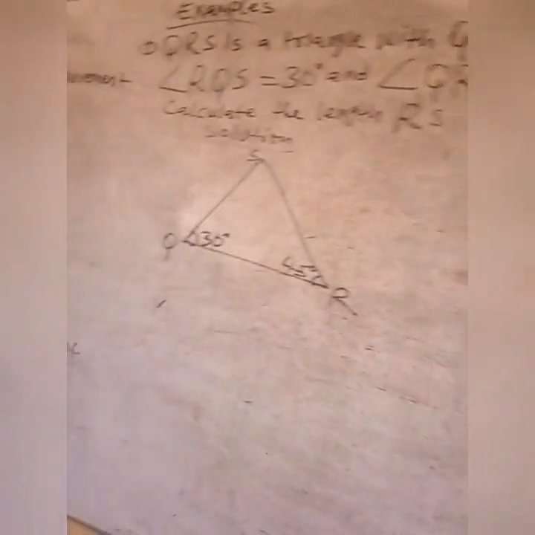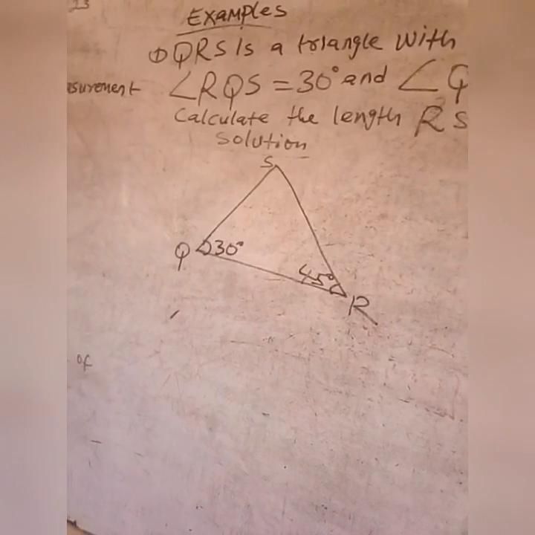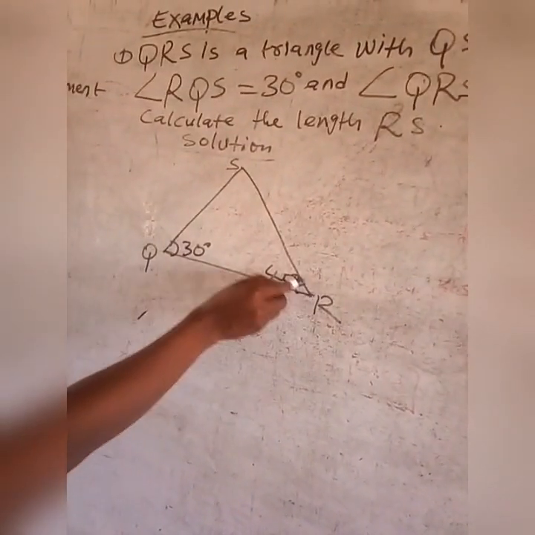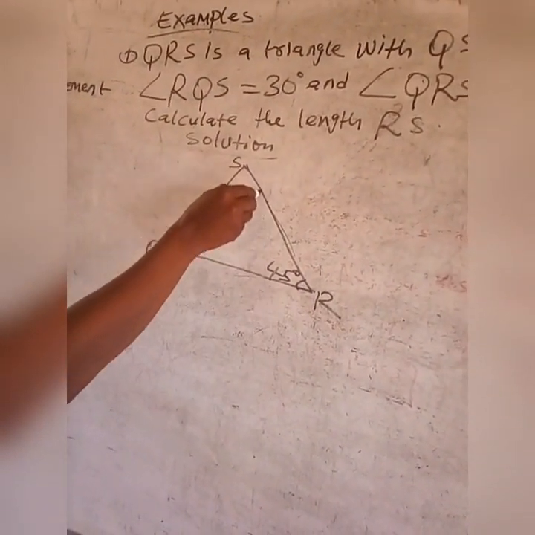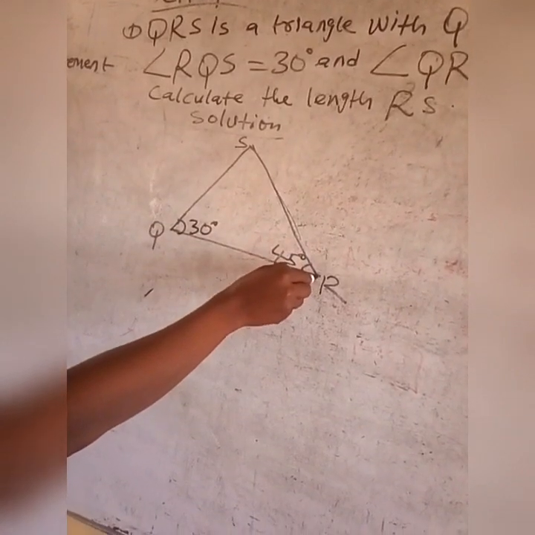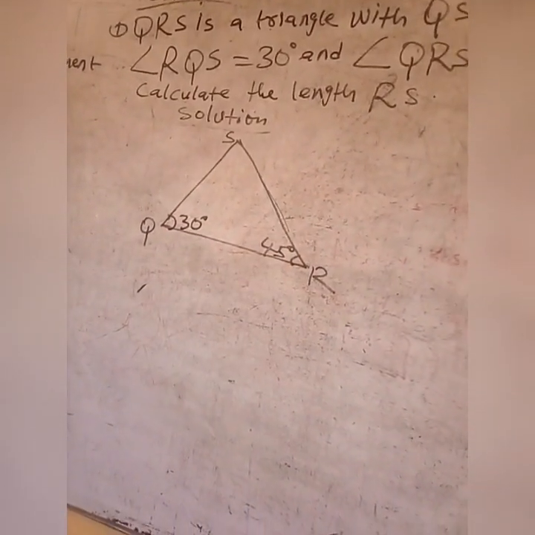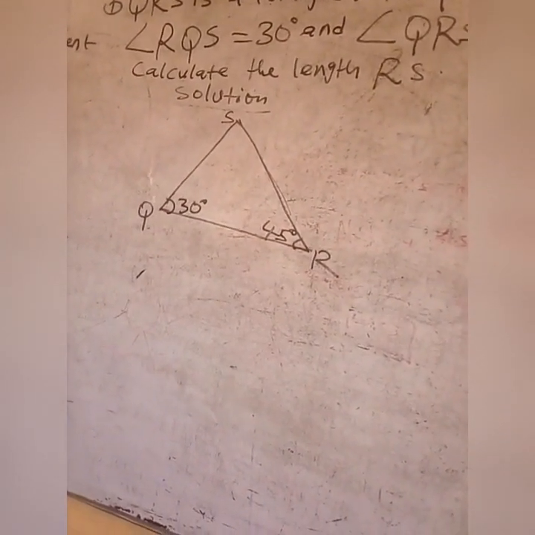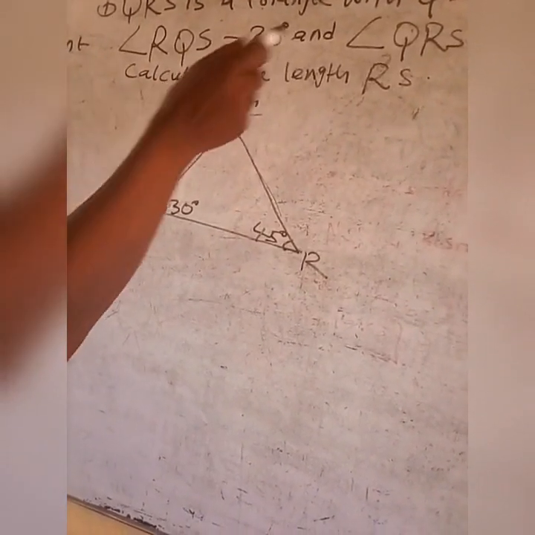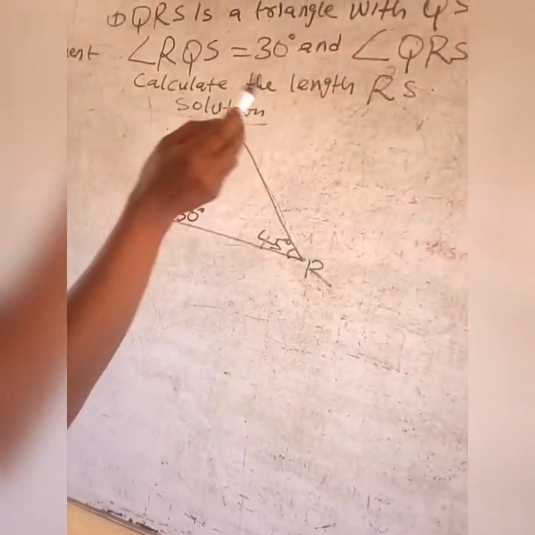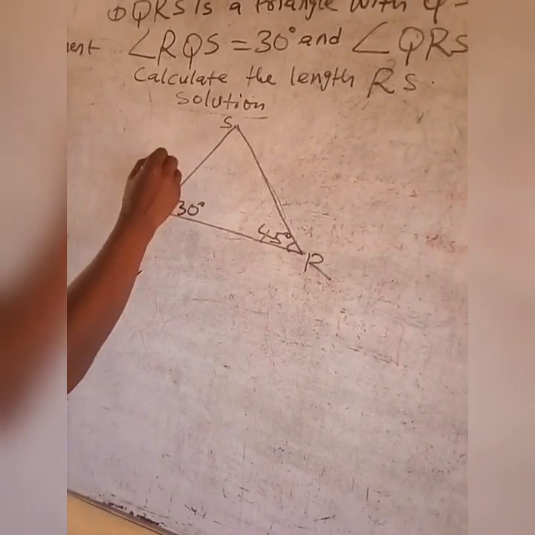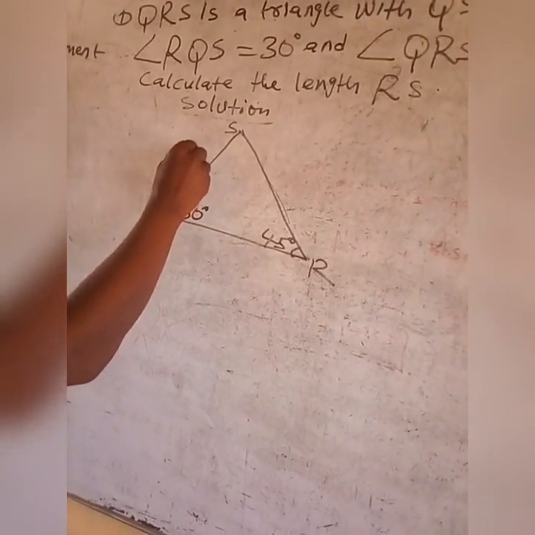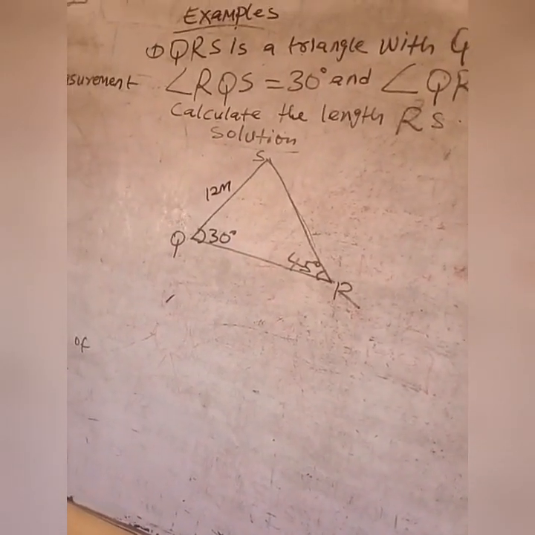Then we are asked to find RS. Where is RS? We are looking for this side, from here to here. That's what we are interested in. Another thing that is given is QS is 12 meters. Where is QS? QS here is 12 meters.